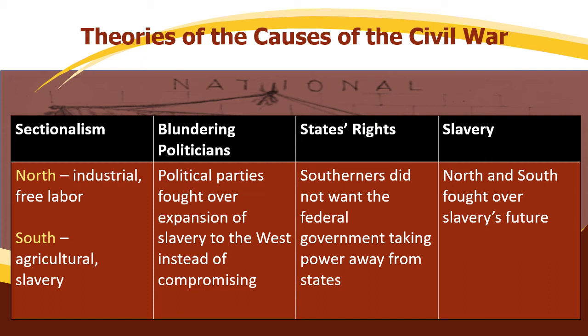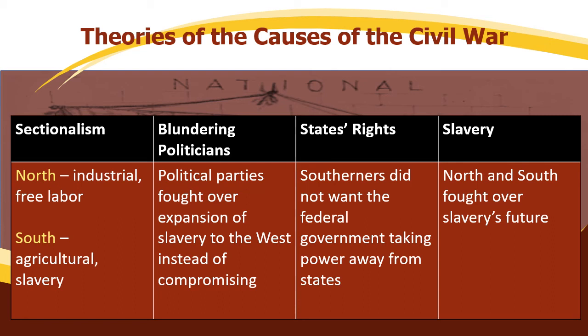And it's also possible to say that two different economies don't necessarily have to go to war against each other just because they're different economies. We can also, though, look at sectionalism as an underlying cause, in that Northerners and Southerners do see each other as different, and they do see their economic and social systems as superior. So there is something to be said for this theory.